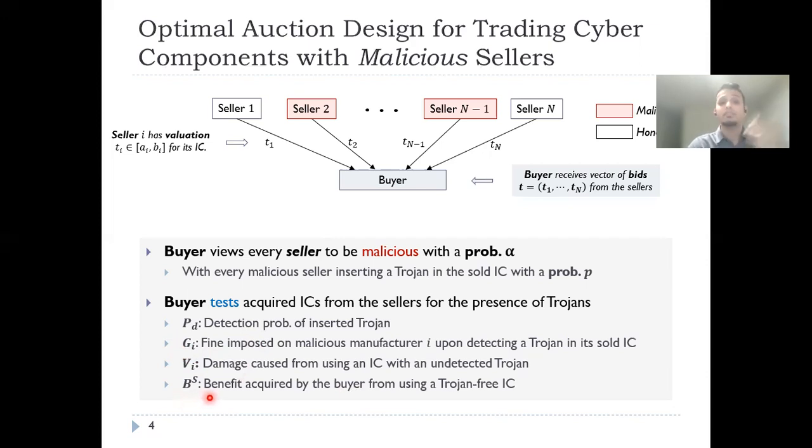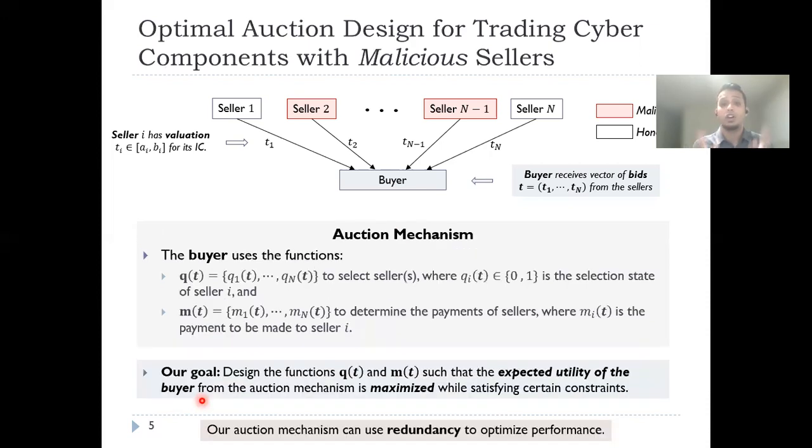If the buyer acquires some IC which is Trojan-free, it gets a benefit BS. So now, what will be the goal of the auction of the buyer? The buyer holds an auction where it tries to figure out which seller to choose, which is given by this set of functions, Q of T, which is actually a Boolean variable, 0 or 1.